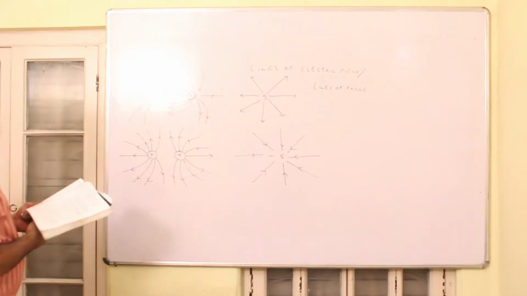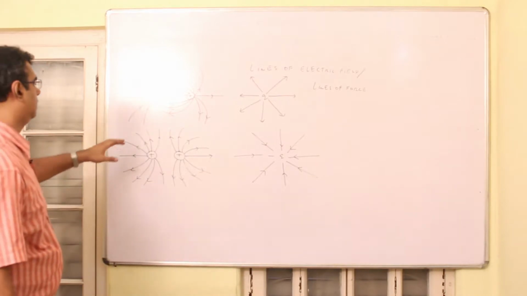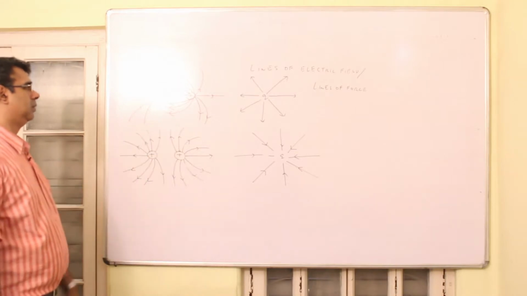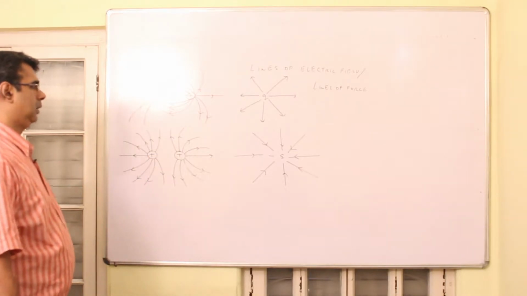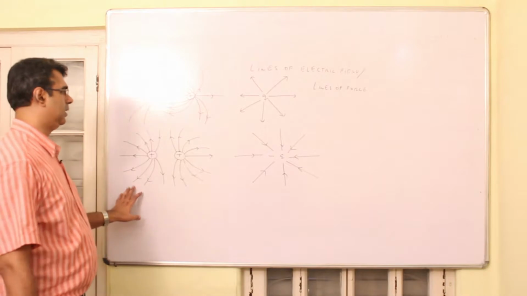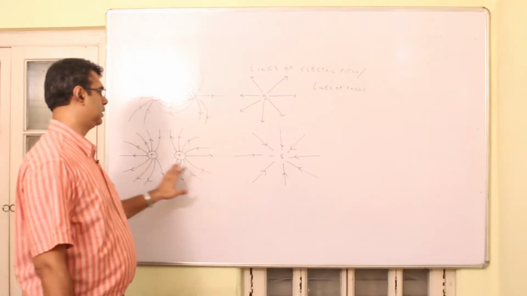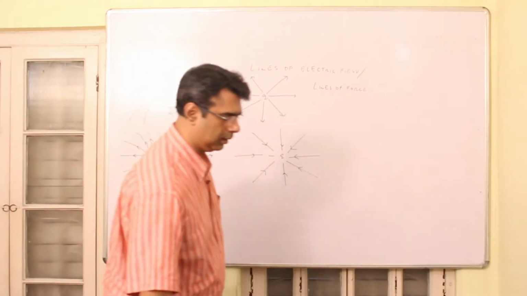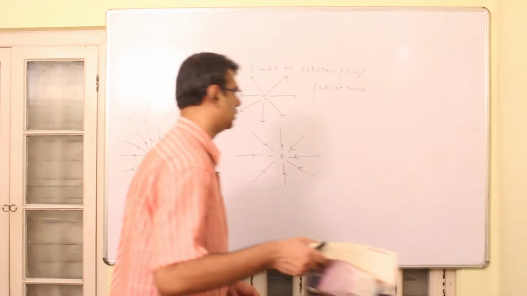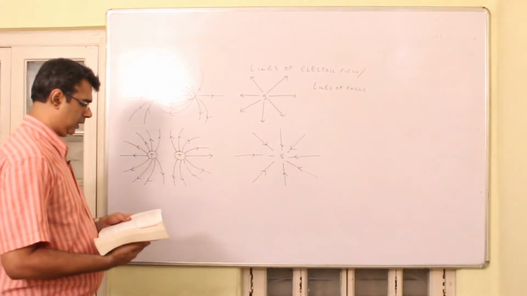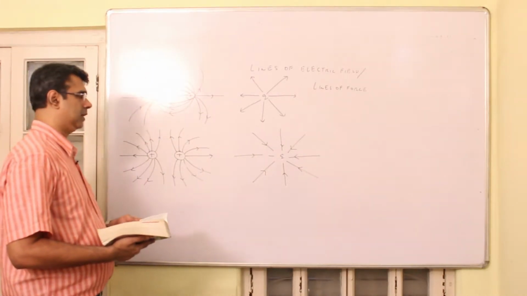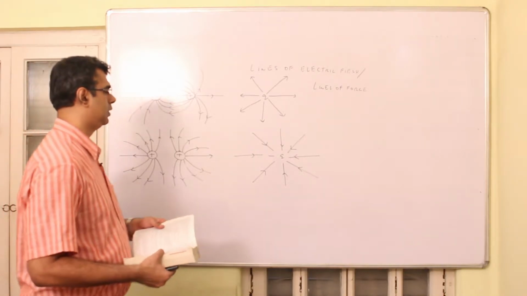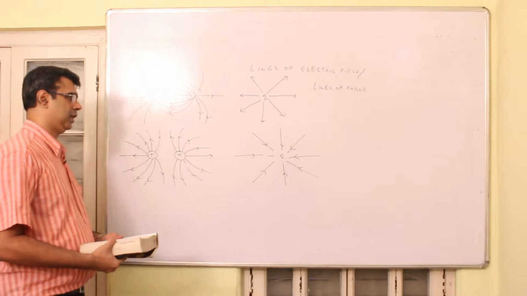So these will be the lines of force. If you have a negative and a positive charge placed near each other, then these will be the lines of force. Now, all of these lines of force have some properties, and now we will discuss what those properties are. The first property is that the lines of force originate from positive charges and terminate on negative charges.